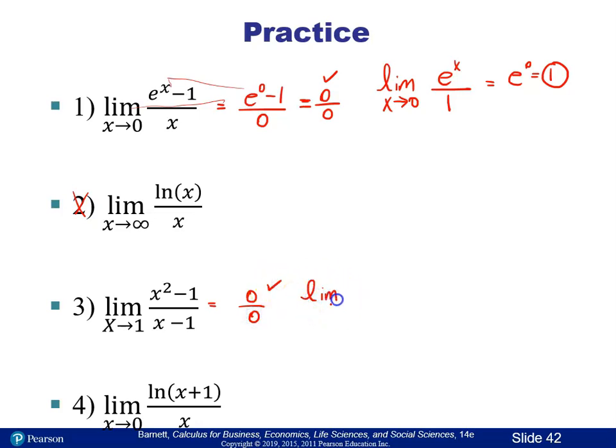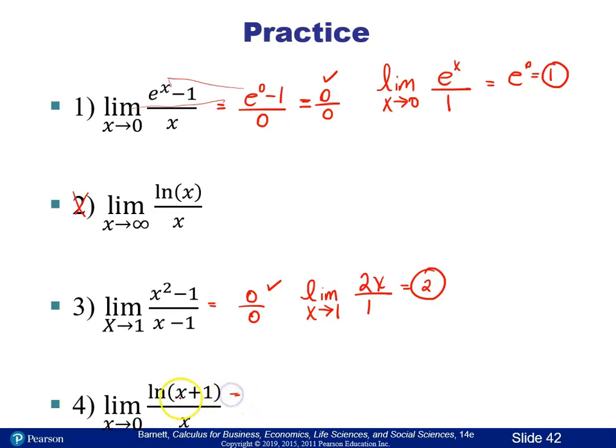So we'll look at the limit as x goes to 1 of the derivatives here. That would be 2x over 1. When we plug 1 back into that, we end up with 2 as our answer.